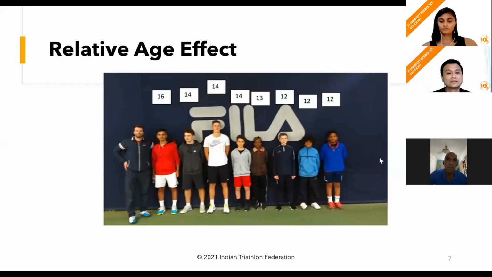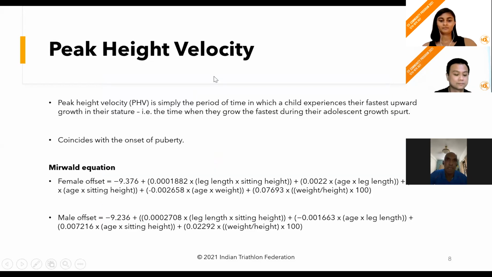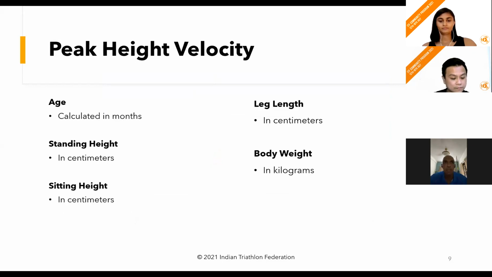So Eugene was talking about peak height velocity. There's a formula that we have given, and it's a very interesting formula where we look at your age. That's the first thing, which is calculated in months. You've got the standing height, and keep in mind it is standing height, that's in centimeters.